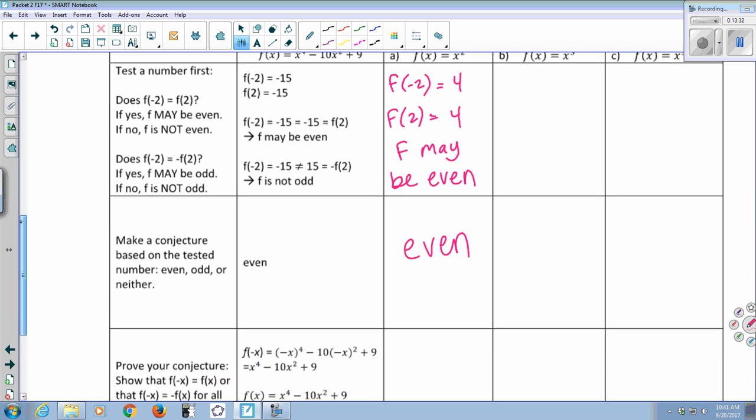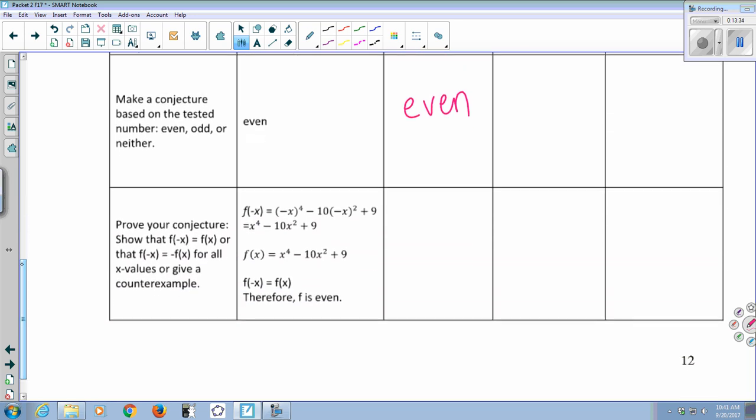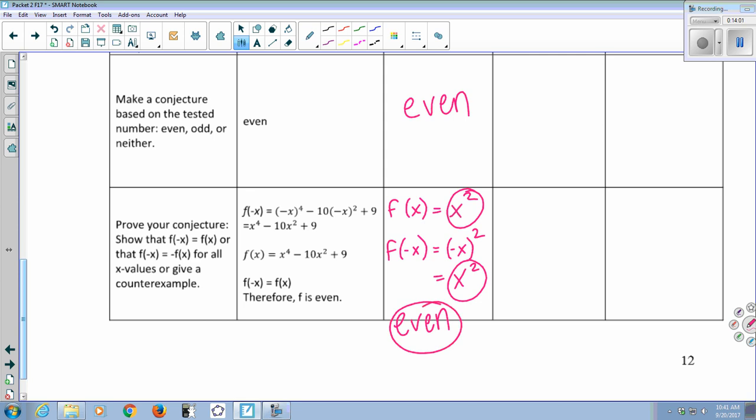So we have to do it with a generic x value. So I have to prove my conjecture by looking at f of x, which is x squared, and f of -x, which is (-x) squared, which means -x times -x, which is positive x squared. So now you see you get the same y value for generic opposite x's. So we can conclude that f is even.